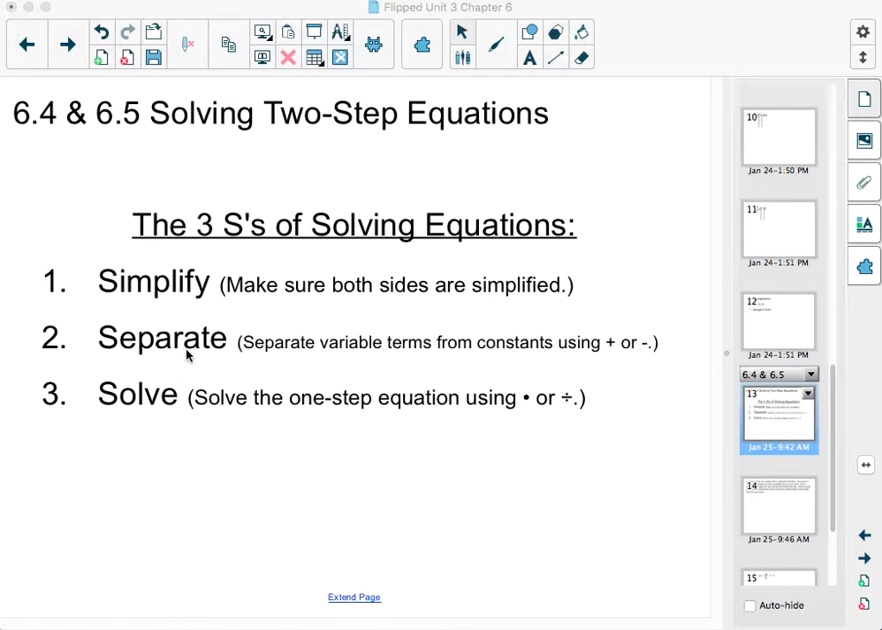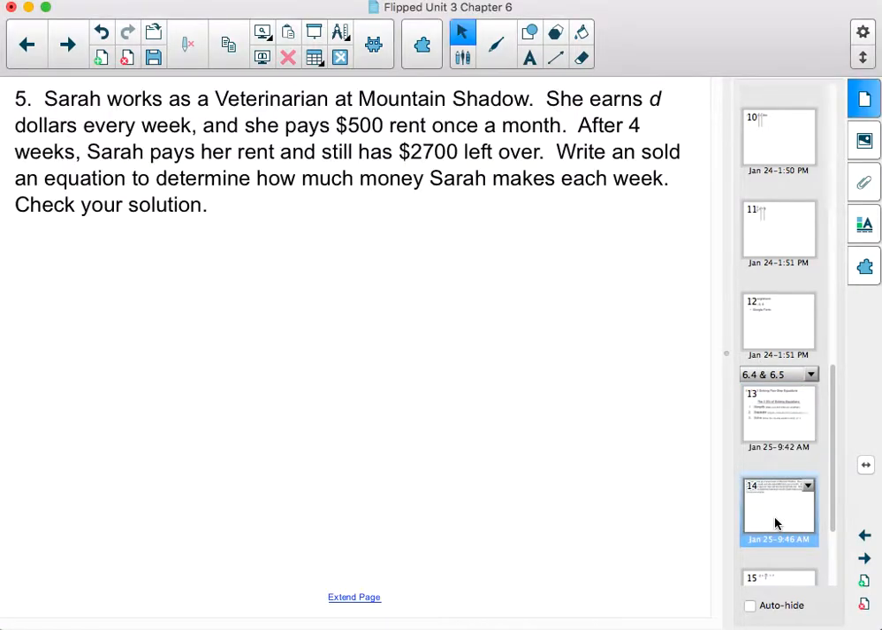Once we have the separate step completed, we'll do our third step, which is to solve, and this will be solving a one-step equation using multiplication or division. So make sure you have these 3 things in your notes, but from now on in class, you're going to hear me say, what are the 3 S's? Simplify, separate, and solve. Let's take a look at a practice problem.